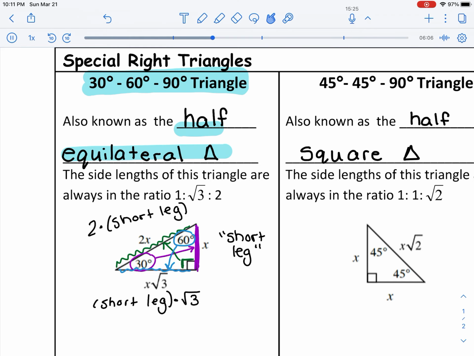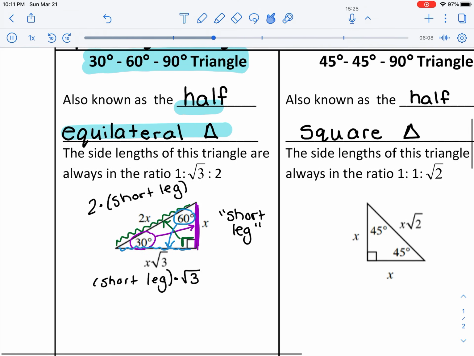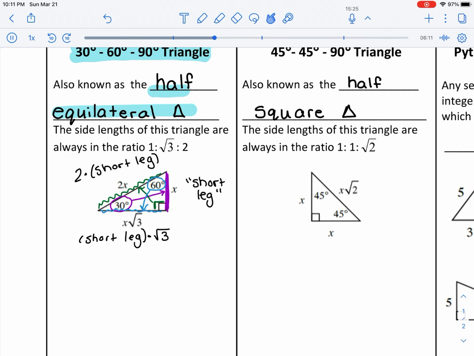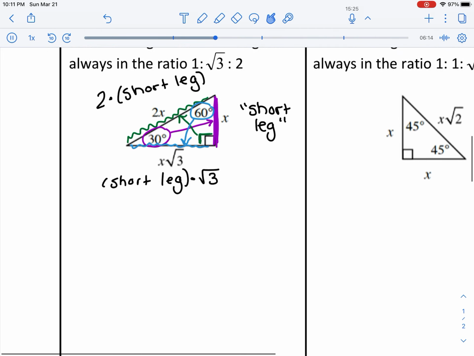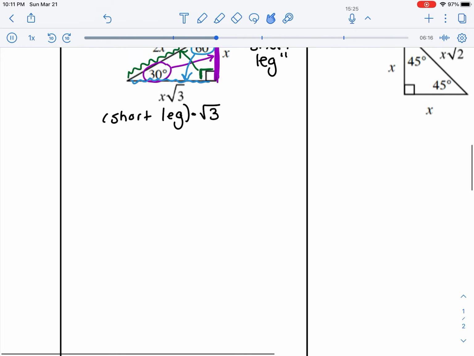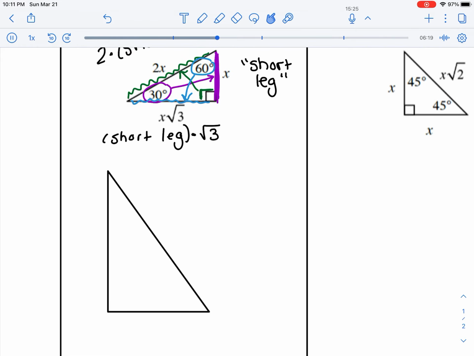So what might this look like? There's a couple different ways it could end up looking. Here's one example. Let's say I give you this right triangle that I draw here. And we know it's a right triangle because I marked that right angle. And I'm going to tell you this base angle is 60 degrees. And my hypotenuse is equal to 12.